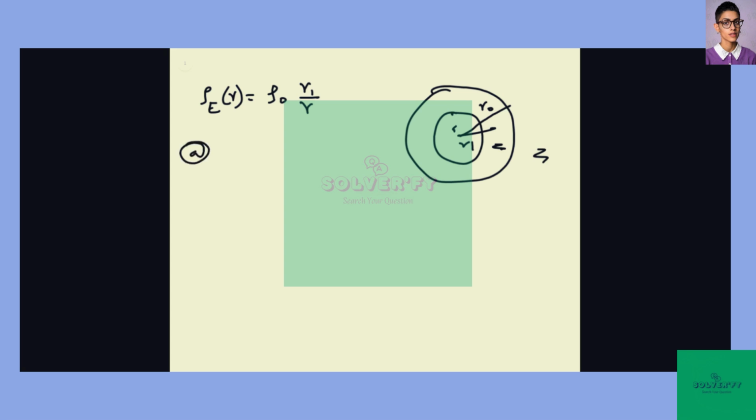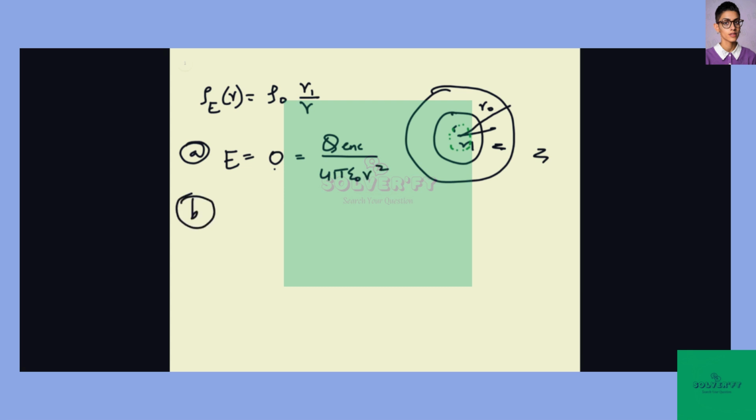So let's start with inside. We'll consider a spherical Gaussian surface, but obviously the charge enclosed is 0, which means the electric field is also 0, because the electric field is charge enclosed divided by 4 pi epsilon naught r squared.